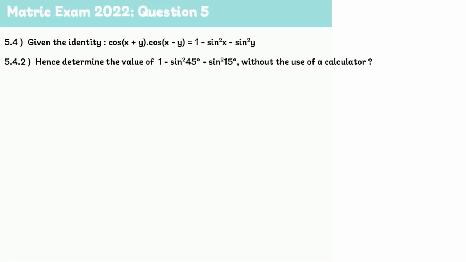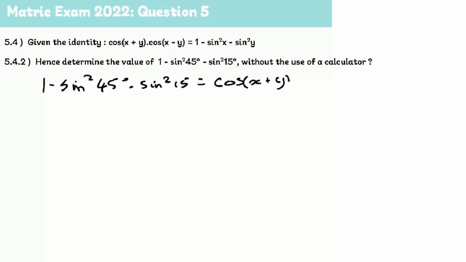We're on to 5.4.2, and it says, hence determine the value of 1 minus sin squared 45 minus sin squared 15 without the use of a calculator. The word hence means that we can actually use the previous question's answer. What we know is that 1 minus sin squared 45 degrees minus sin squared 15 degrees is equal to cos(x + y) times cos(x - y). The nice thing is that we don't have to do the whole working out that we did in 5.4.1. We can just jump straight to it.